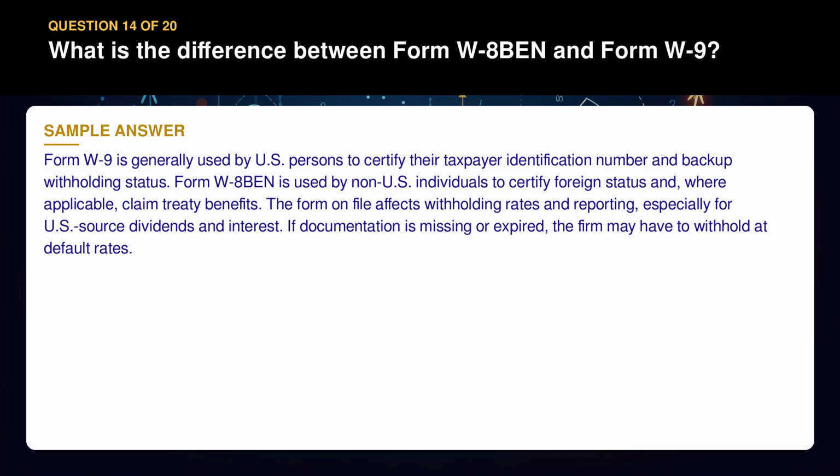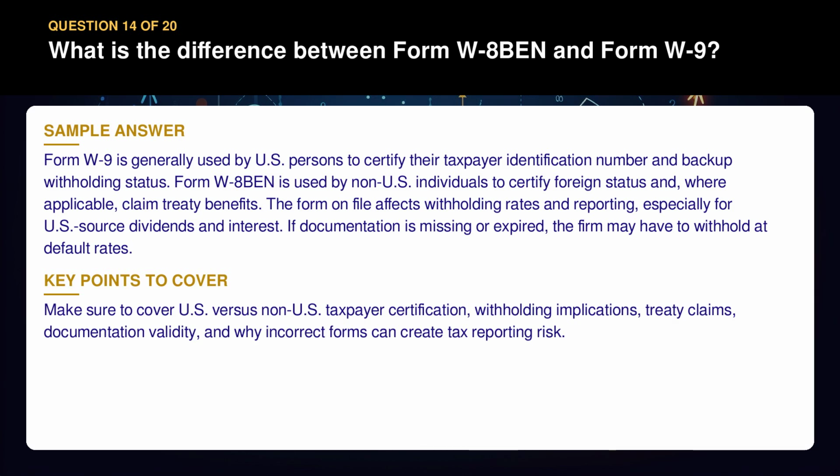If documentation is missing or expired, the firm may have to withhold at default rates. Make sure to cover U.S. versus non-U.S. taxpayer certification, withholding implications, treaty claims, documentation validity, and why incorrect forms can create tax reporting risk.